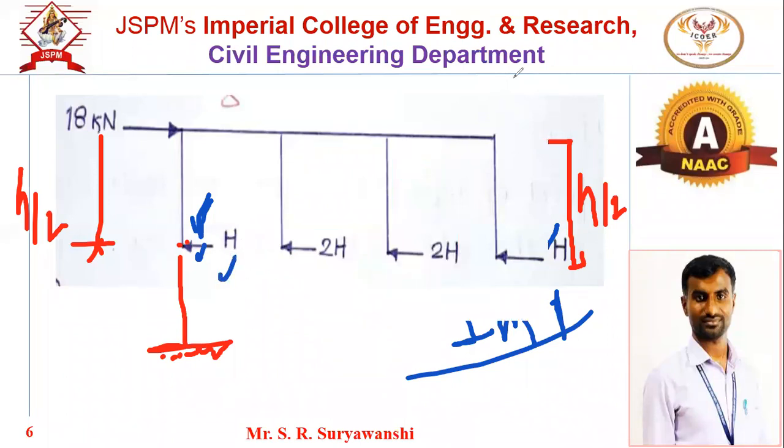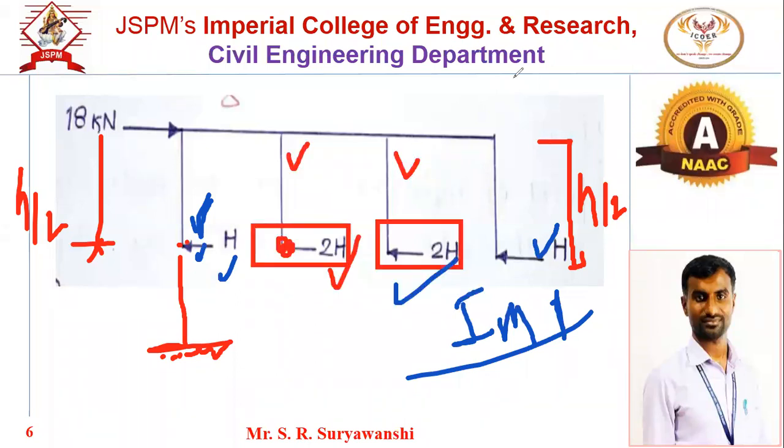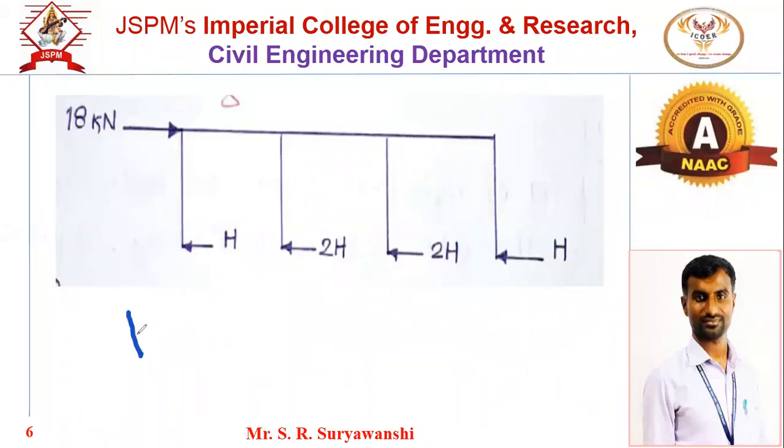Now tell me, if this is the FBD, how to get the value of H? For this free body diagram, if I take the section at mid height of the column, and if I have to find out the H, which equation or what conditions I have to use here?